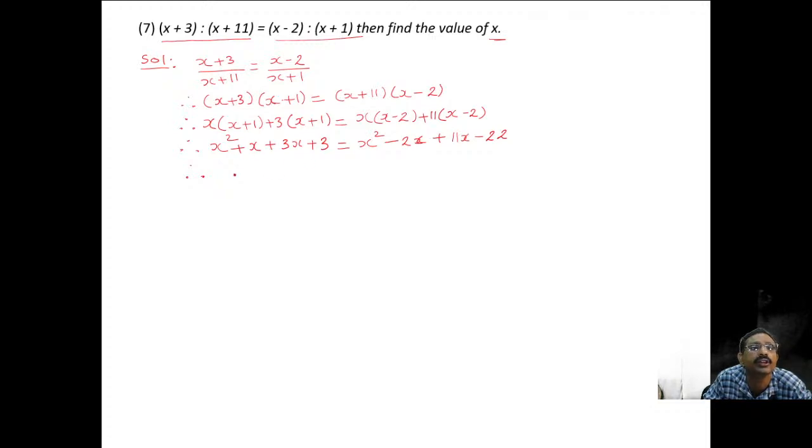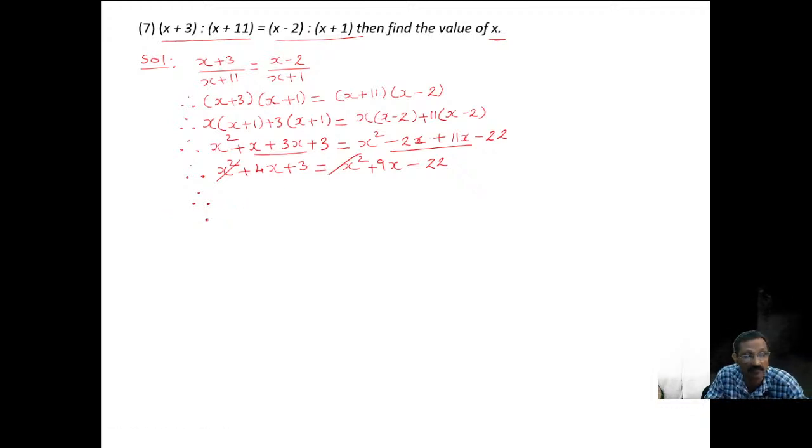Instead of just cancelling, let us first solve this and see what we get. x square plus x plus 3x gives me 4x plus 3, which is equal to x square, minus 2x plus 11x gives me 9x, taking the sign of the greater number, plus 9x minus 22. Now, can we cancel x square from both sides?